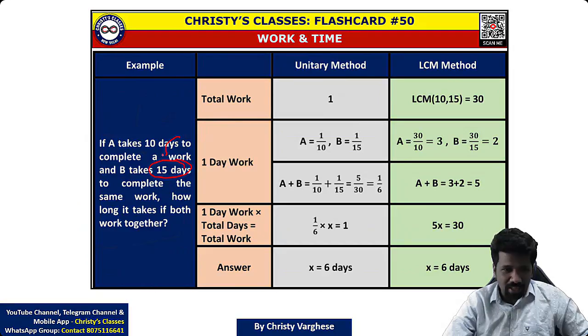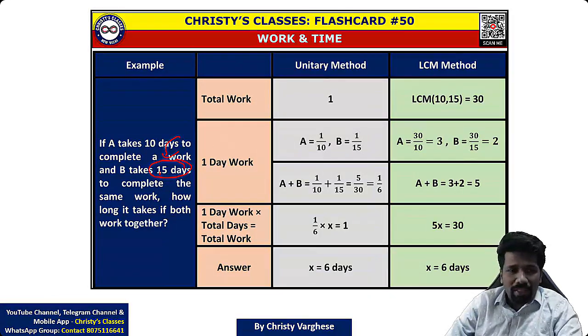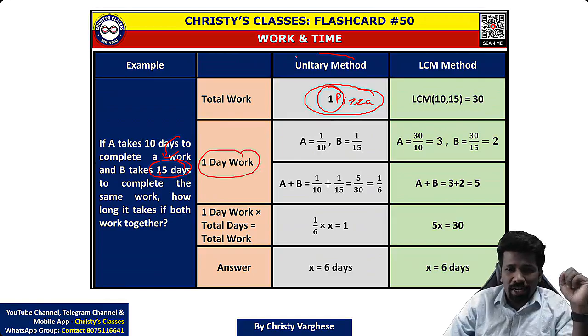Anything can be the work. I am taking the pizza example to make you understand this concept properly. Okay. So there is one whole pizza. So total work to do is one pizza, eating one pizza. So in one day, this is called the unitary method.